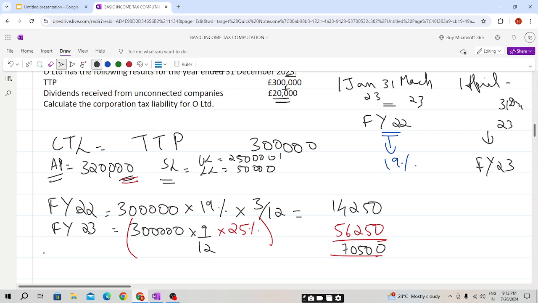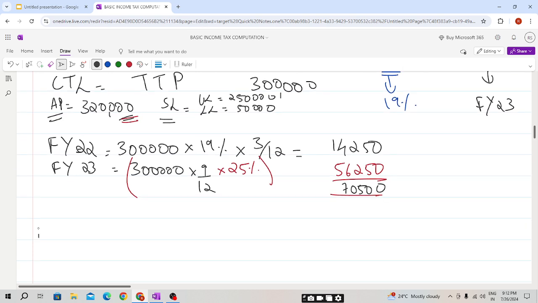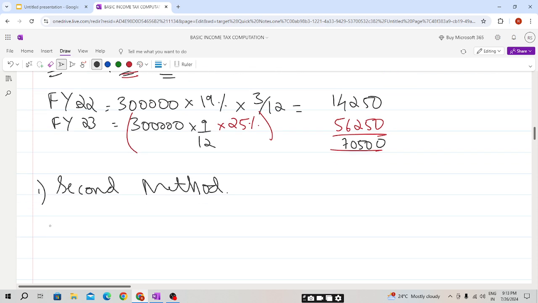Now, students, we will be using the second method. In the second method, we will apportion everything and calculate it. For the simple Finance Act 22, the corporation tax will be calculated on the TTP apportioned at 19%. So it will be 14,250.